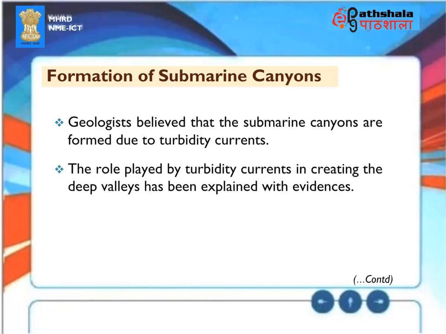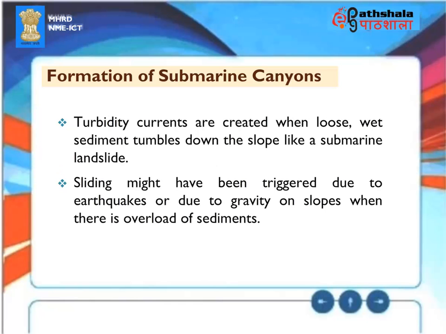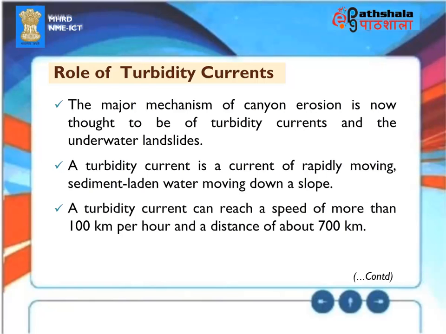Geologists believed that the submarine canyons are formed due to turbidity currents. The role played by turbidity currents in creating the deep valleys has been explained with evidences. Turbidity currents are created when loose, wet sediment tumbles down the slope like a submarine landslide. Sliding might have been triggered due to earthquakes or due to gravity on slopes when there is an overload of sediments. Role of turbidity currents.